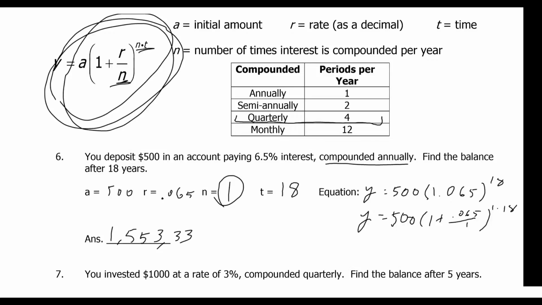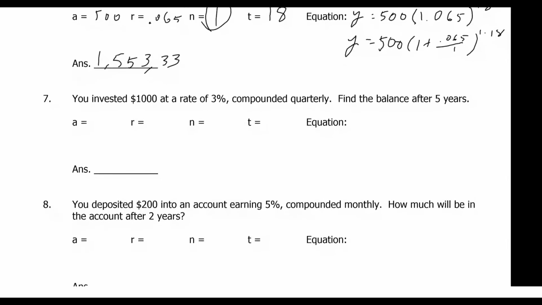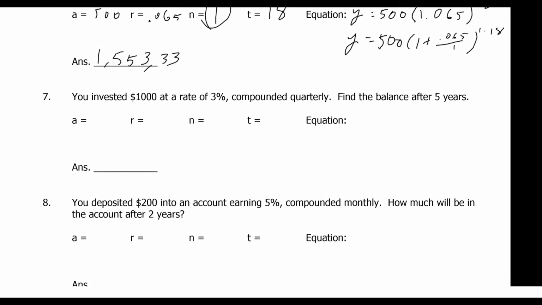Alright? Now, next thing that we need to look at is number 7. Number 7 states that we have invested $1,000 at a rate of 0.03. It is compounded quarterly. Quarterly just means every 3 months, which means 4. The amount of time is 5 years.